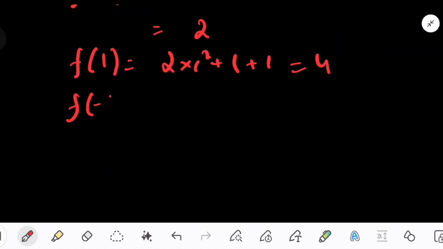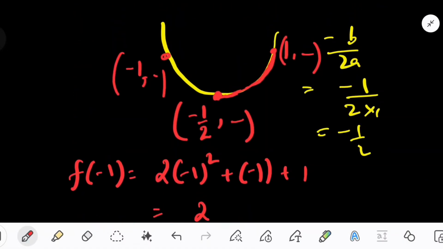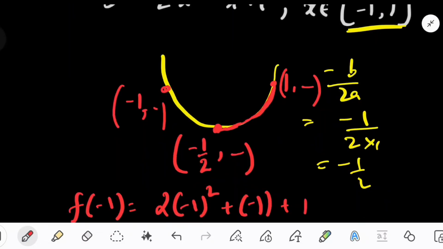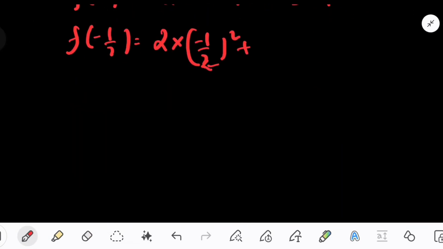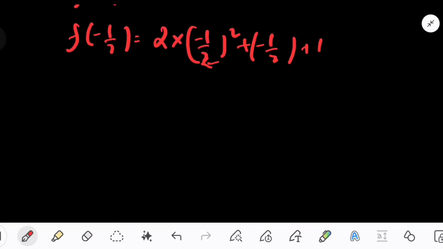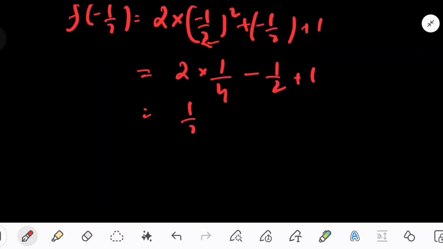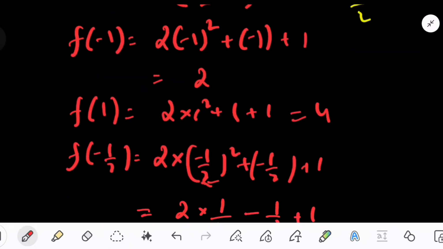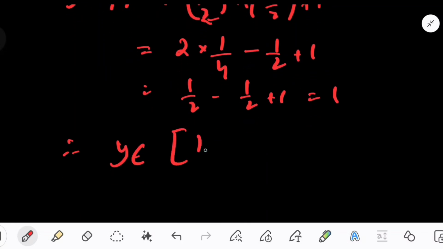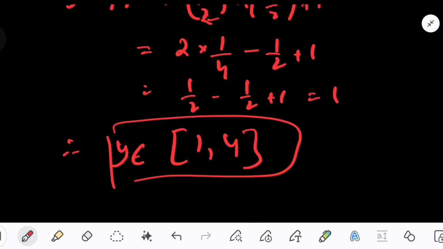Correct? And what is the value at -1 by 2? Well, you just substitute it over there: 2 times (-1 by 2) square plus (-1 by 2) plus 1. So you get 2 times 1 by 4, minus 1 by 2, plus 1. So it is 1 by 2 minus 1 by 2 plus 1, so it is equal to 1, right? Correct? Hence, y belongs to 1 to 4 in this domain.